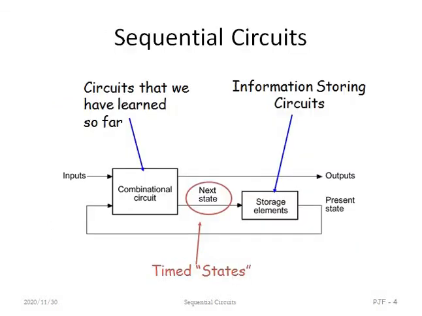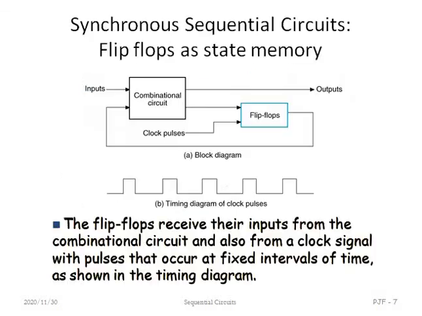See here, this is a normal sequential circuit. Here we have given the storage element, but here we have given the flip-flops. The combinational circuit is the same, but the extra thing we have given is a clock pulse. There we have named it a storage element, here we have named it a flip-flop. So this is a block diagram and this is the timing diagram of the clock pulse.